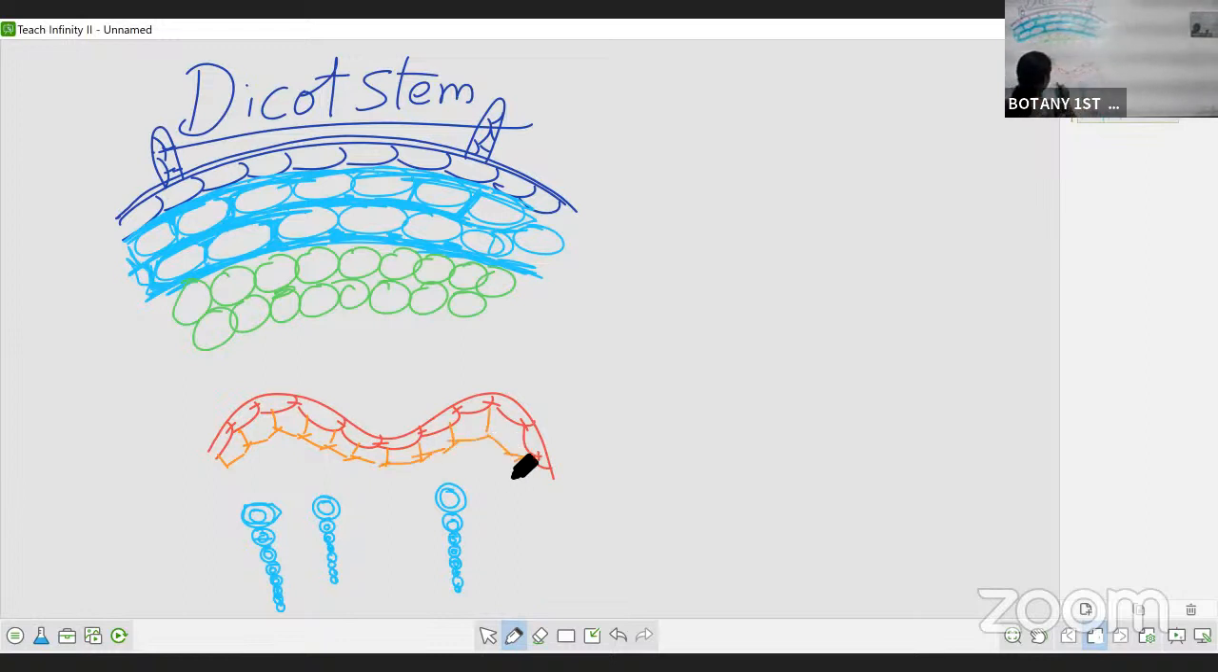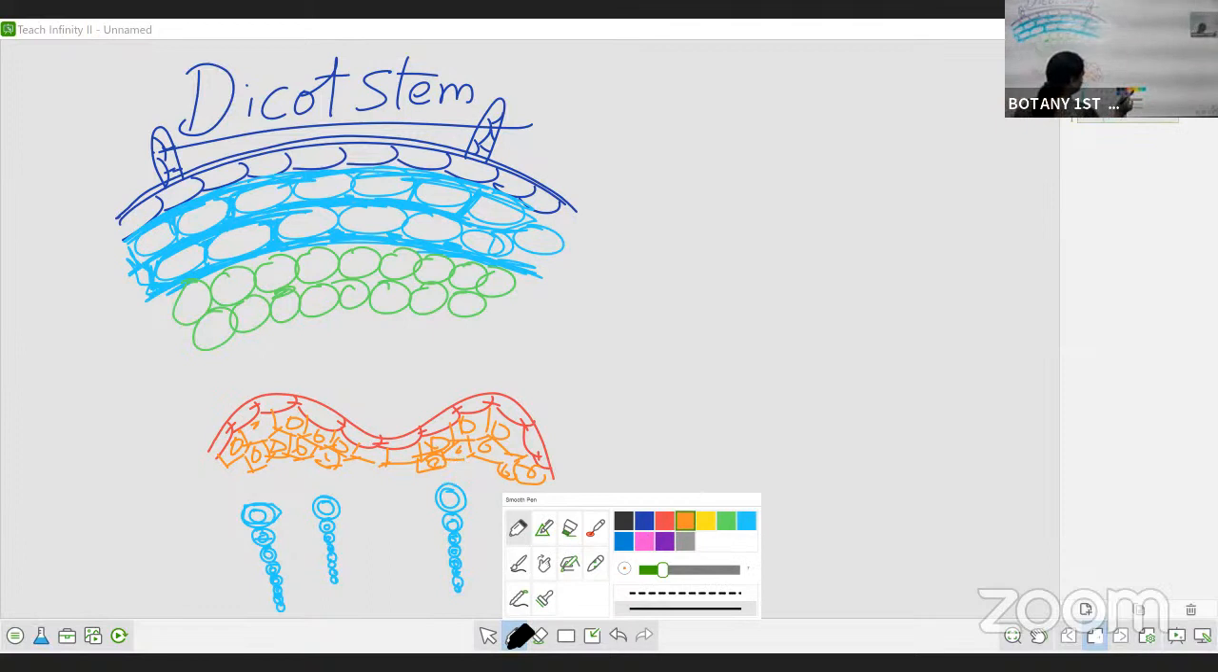Pericycle is here made up of two types of cells. One is the sclerenchymatous pericycle and the other is the parenchymatous pericycle. Sclerenchymatous pericycle is present near the ridges and the grooves. Parenchymatous pericycle is present elsewhere. Okay, and below the pericycle will be the phloem.